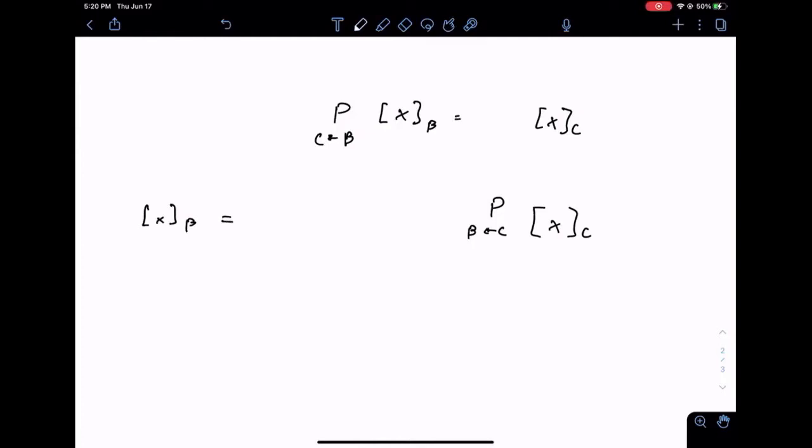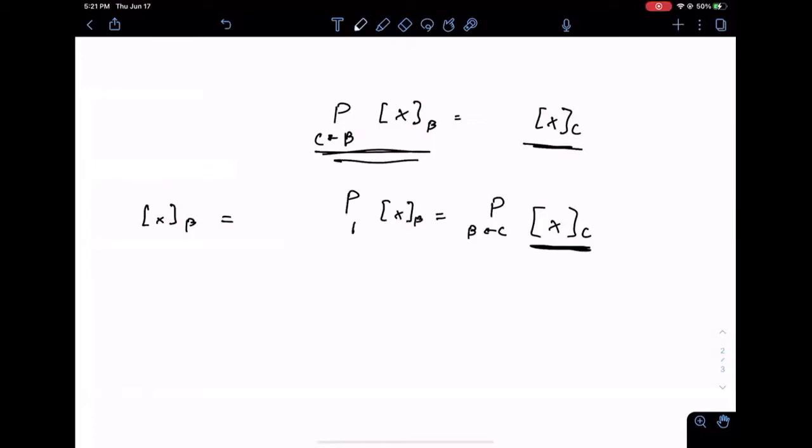But remember, we have this equal sign up here. So this is this, which is the same thing as this. And I've multiplied this thing on the left by this matrix. So in other words, what I have is x in B coordinates times this matrix times this matrix.